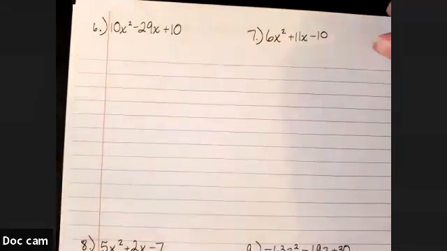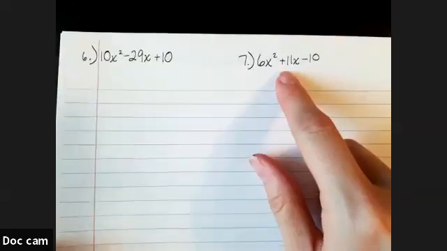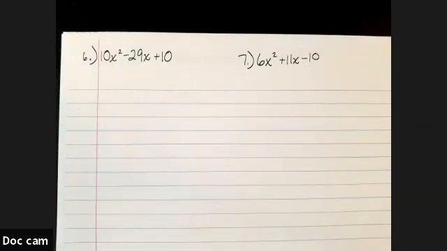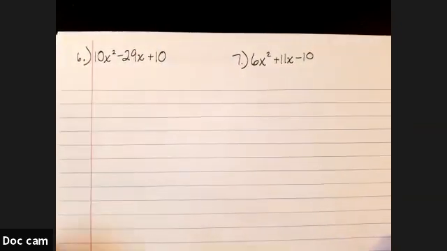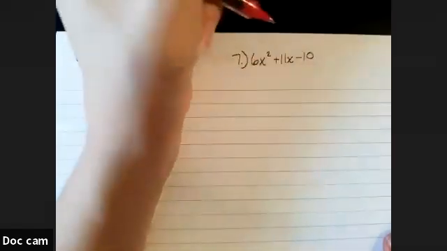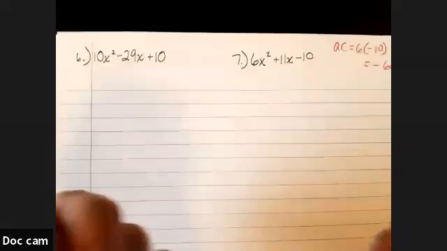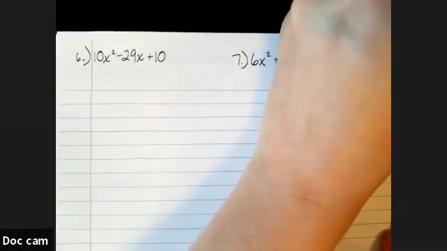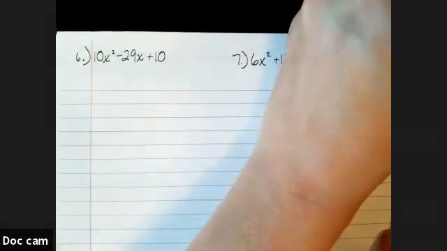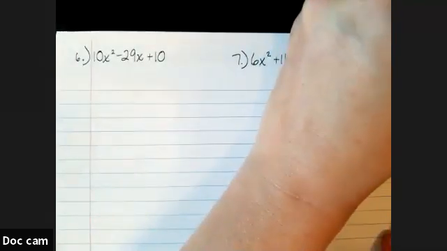I'll do that. All right, let's do this number 7 right here. That'll be a good one. Let's do the AC method again. In that case, A is 6, C is -10. So I'm going to multiply those together: 6 times -10 equals -60. Let's figure out what can multiply to 60. So 1 and 60, 2 and 30, 3 and 20, 4 and 15.